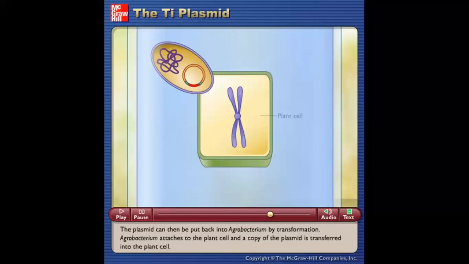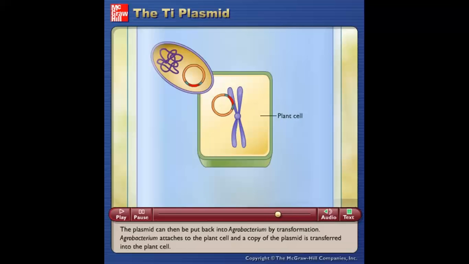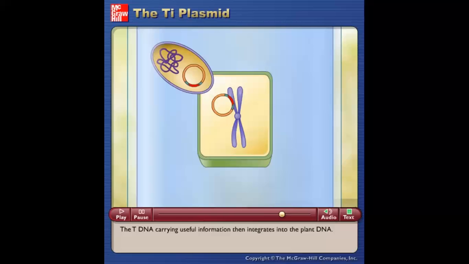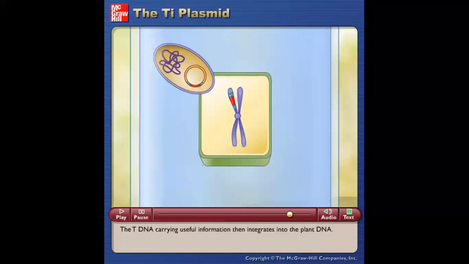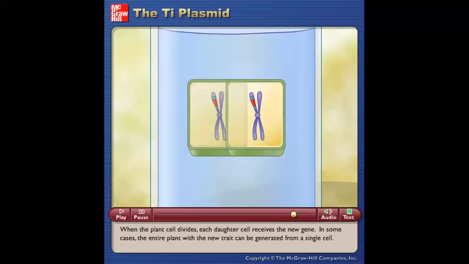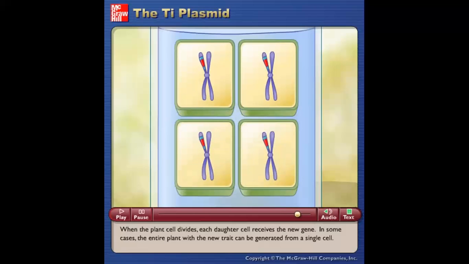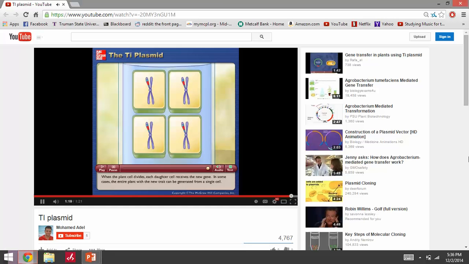Agrobacterium attaches to the plant cell, and a copy of the plasmid is transferred into the plant cell. The tDNA carrying useful information then integrates into the plant DNA. When the plant cell divides, each daughter cell receives the new gene. In some cases, the entire plant with the new trait can be generated from a single cell.